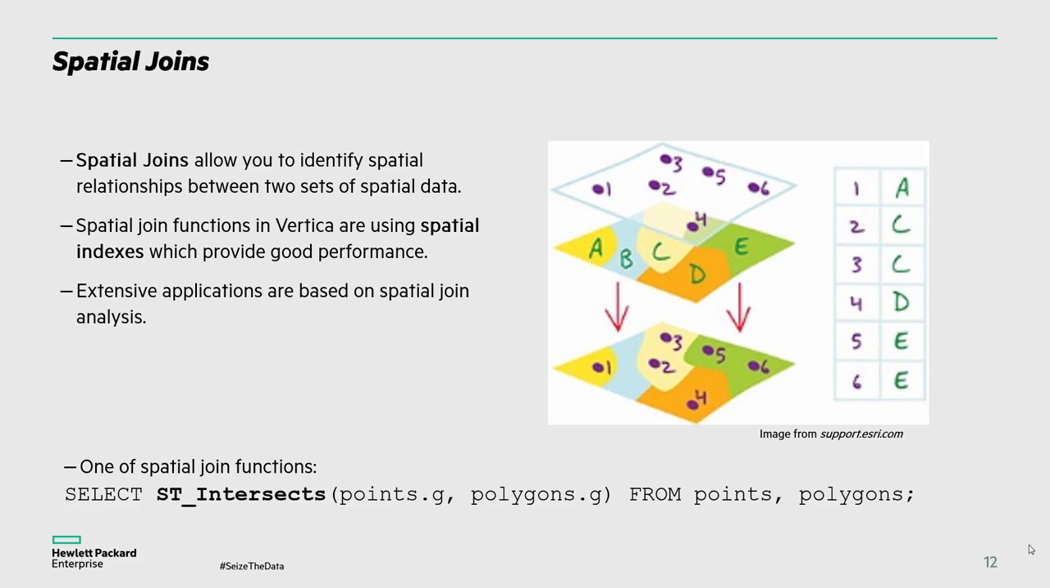Those spatial join functions in the Vertica database are based on the spatial index, so we have very good performance on spatial join operations. And in the use case later, I will show you that we will use ST_Intersects. It's also a spatial join function.